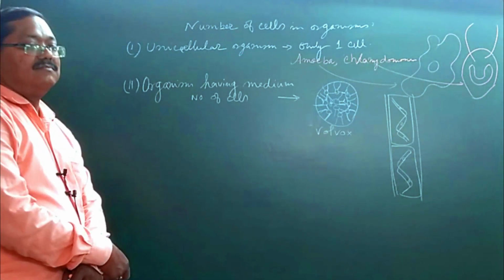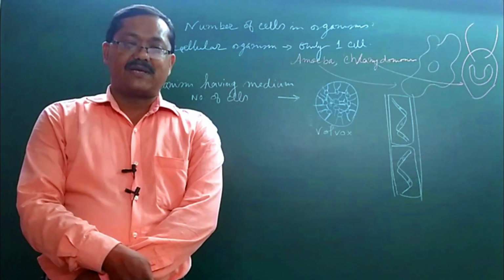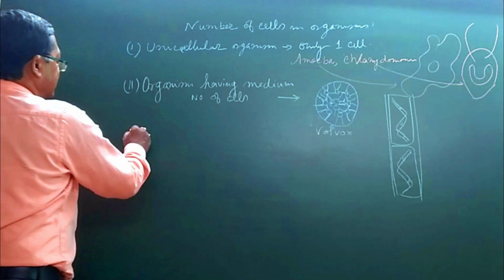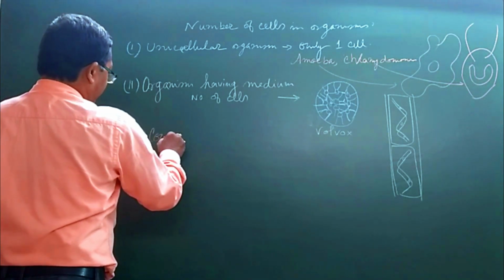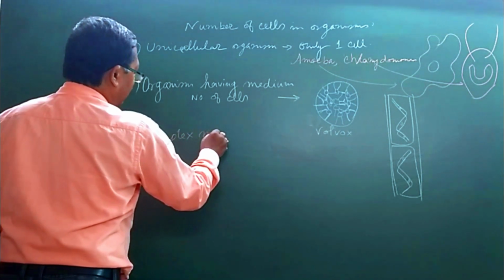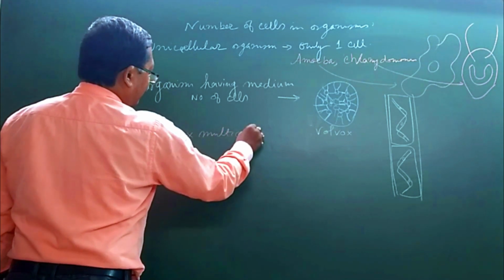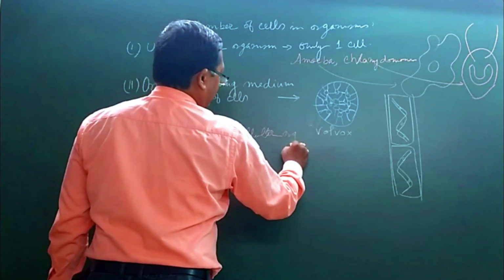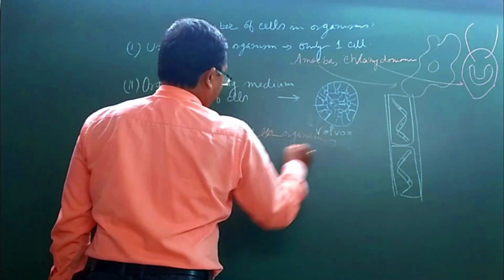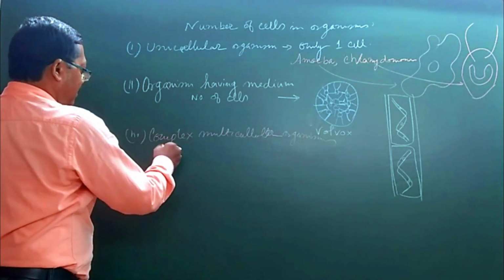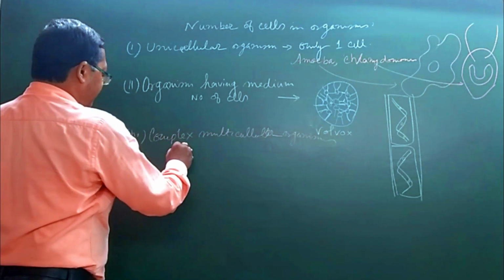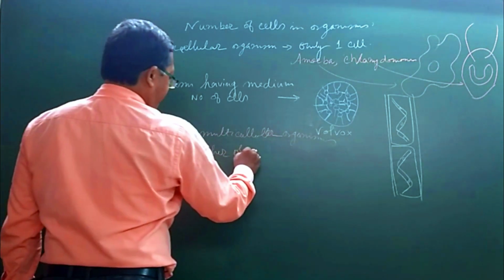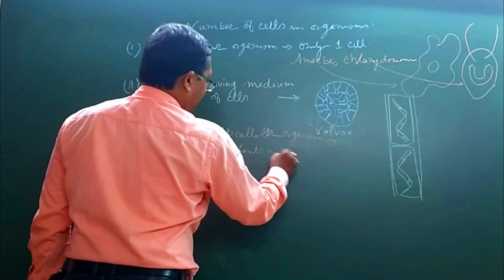Then the organisms having a huge number of cells. Multicellular, complex multicellular organisms. Third is the complex multicellular organisms, like all higher plants and animals. Example, higher plants and animals.